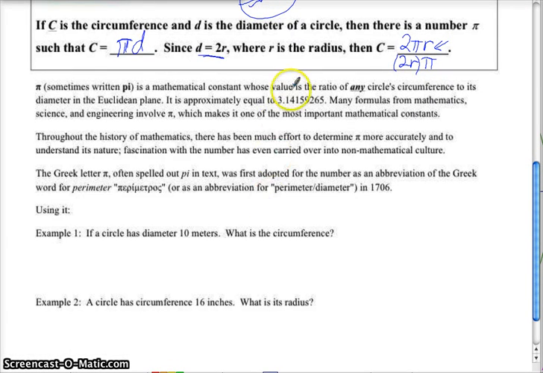So here you can go ahead and read through this on your own.